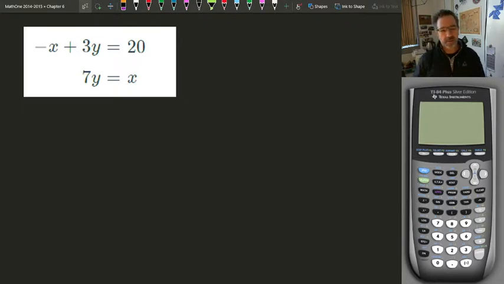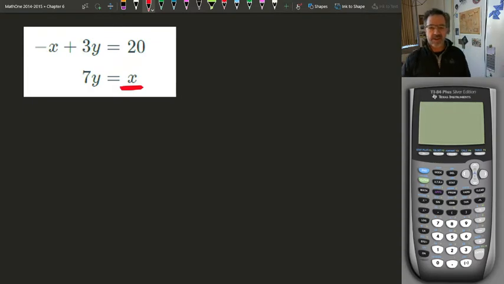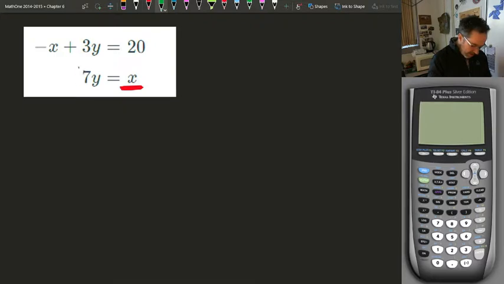So for this first example, as I look at it, I can see that the second equation does an excellent job of telling me what x is, right? It says, in terms of y, hey, x is the same thing as 7y. So what I'm going to do is replace x in the first equation with this value of x. This thing that I'm boxing in green is x, and I'm going to place it right where x is. So I'm going to rewrite this top equation.